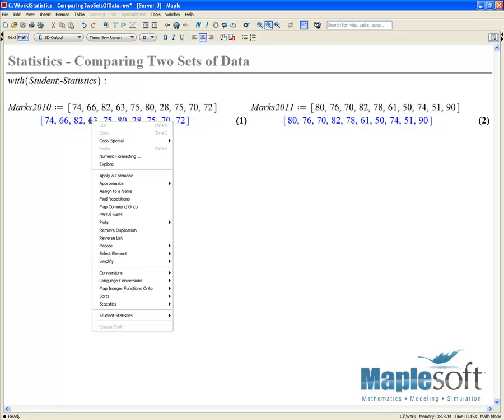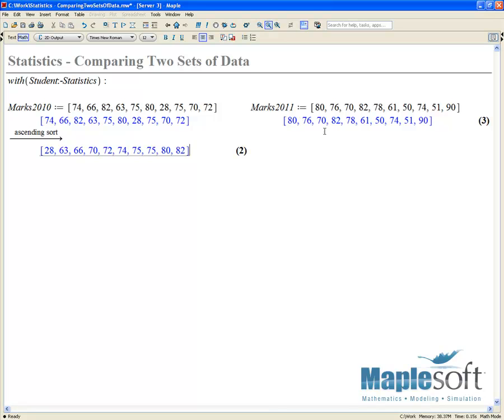So say if we were to sort our two sets of data here, we might be able to pick out certain key characteristics. We might be able to see the max and the min values. We might be able to see that in 2010, we had a student who failed the exam, or in 2011, we had a student who got a 90 on the exam. But we can't really say much more about the similarities or differences without the help of descriptive statistics.